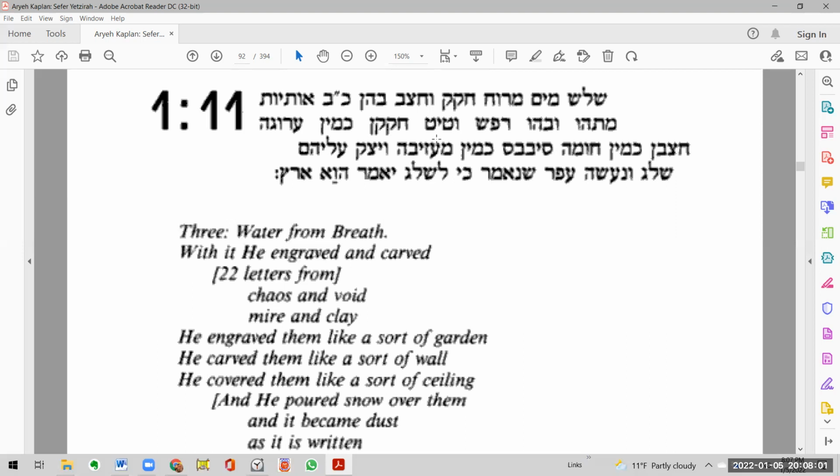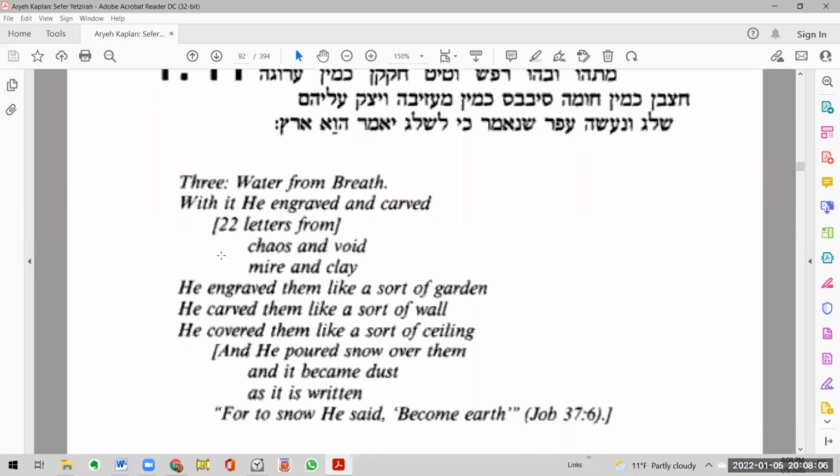Now, all of this is completely not understood. Let's just read it in Rabbi Kaplan's translation over here. He said, 3, water from breath, with it engraved and carved 22 letters from chaos and void, mire and clay. He engraved them like a sort of garden. He carved them like a sort of wall. He covered them like a sort of ceiling and poured snow over them and it became dust. As is written, for to the snow he said, become earth.